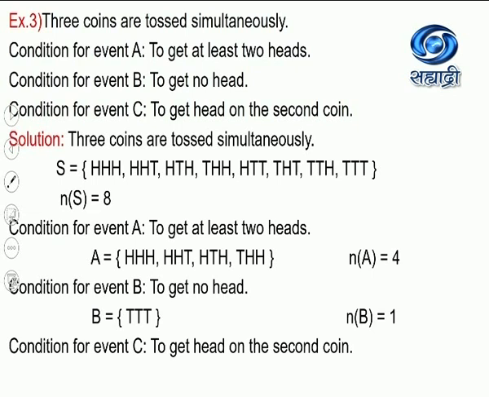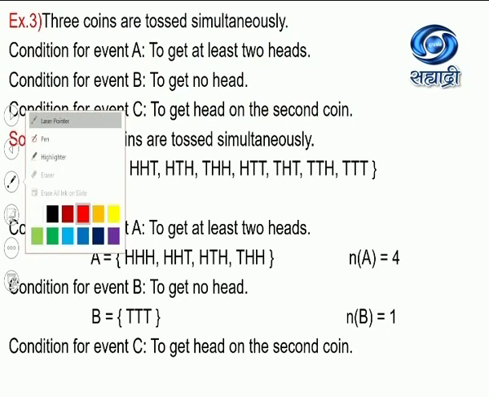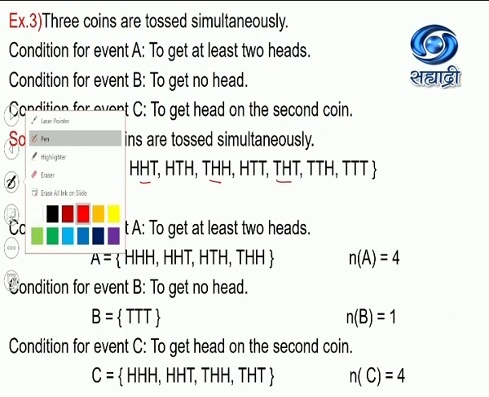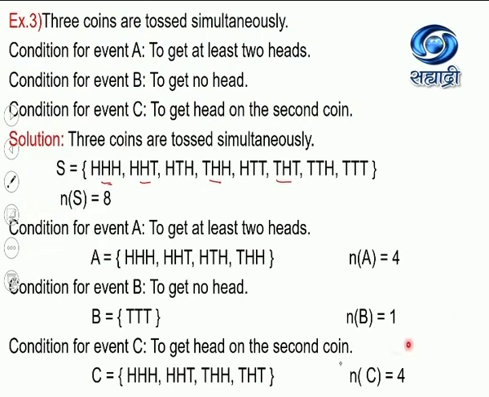Now, what is the condition for event C? To get head on the second coin. So children, let us see the second coin. If you see, I have underlined these 4 elements which have head on the second coin. Let us write C equals HHH, HHT, THH and THT. So altogether 4 sample points. Therefore, n of C is equal to 4.